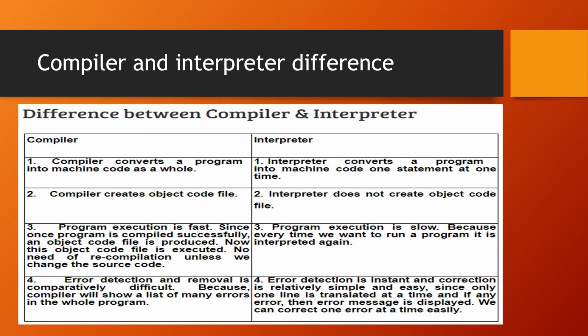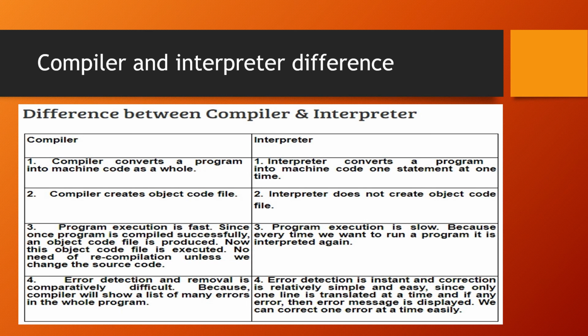Now, what is the difference between compiler and interpreter? Compiler converts a program into machine code as a whole. It means it can convert a complete program at one time, while interpreter converts a program into machine code one statement at a time. Compiler creates an object code file, while interpreter does not create object code files.